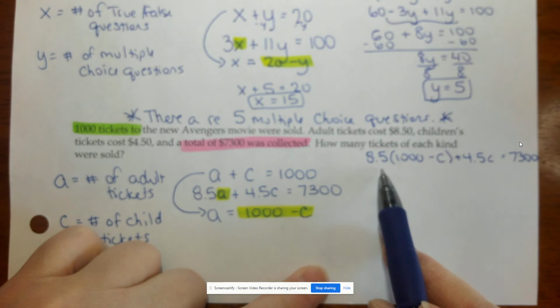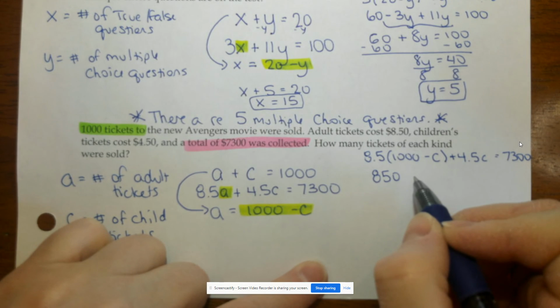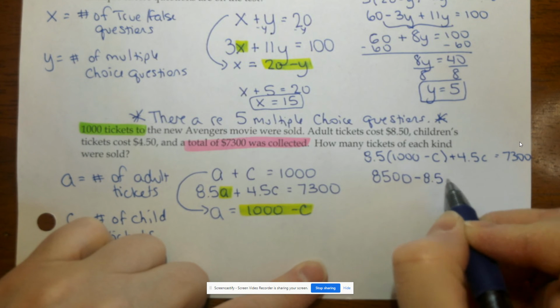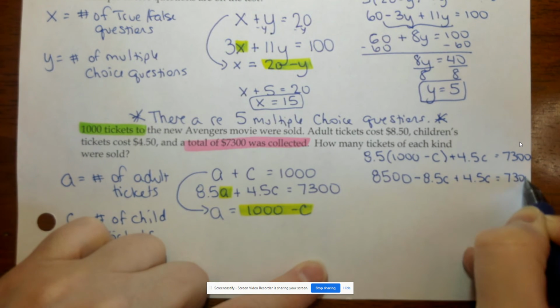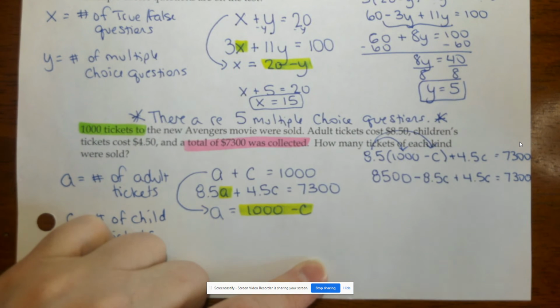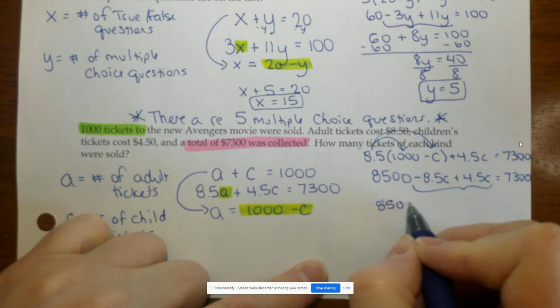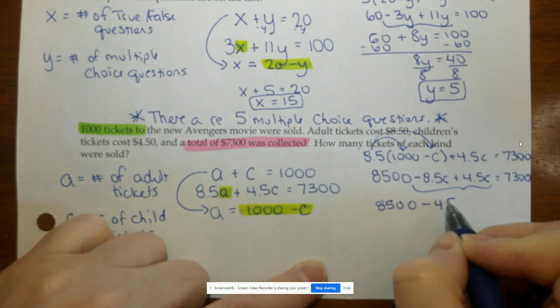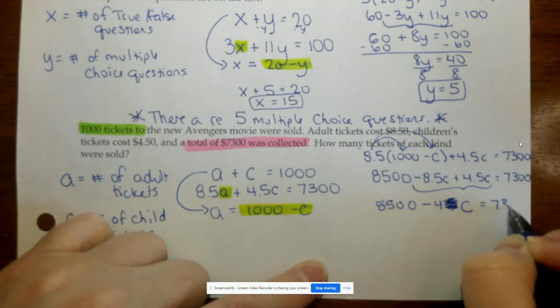I'm going to distribute that 8.5. I'm going to get 8,500 minus 8.5C plus 4.5C equals 7,300. So that was just the distributive property, right? 8.5 times 1,000, 8.5 times the minus C. I'm going to combine the terms of the variables. Oh, just negative 4C plus 8,500 equals 7,300.